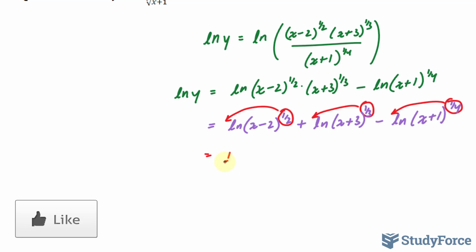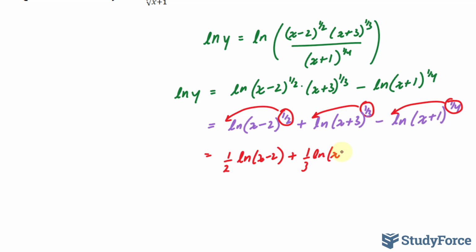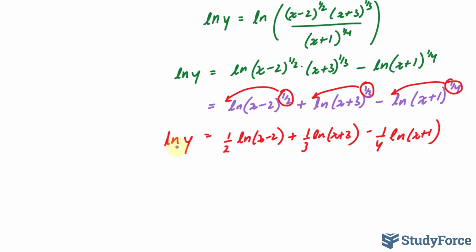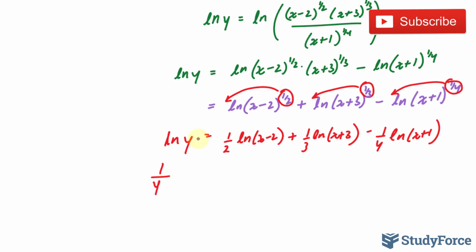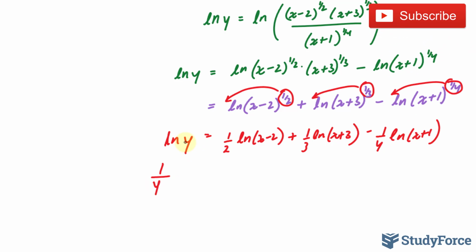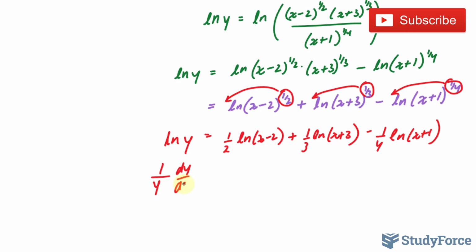So this becomes 1 over 2 ln x minus 2. This becomes 1 over 3 ln x plus 3. And this becomes 1 over 4 ln x plus 1. And the left side remains the way it is. Now we will differentiate with respect to x implicitly. So starting over here, we have ln of y, that becomes 1 over y, and the derivative of y is dy over dx. That part is taken care of.